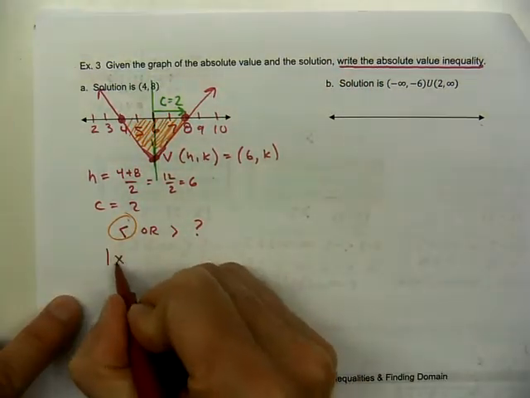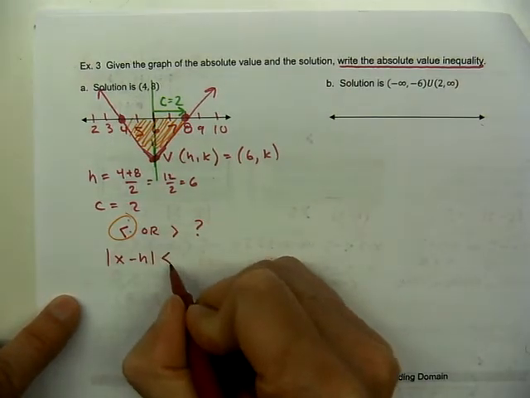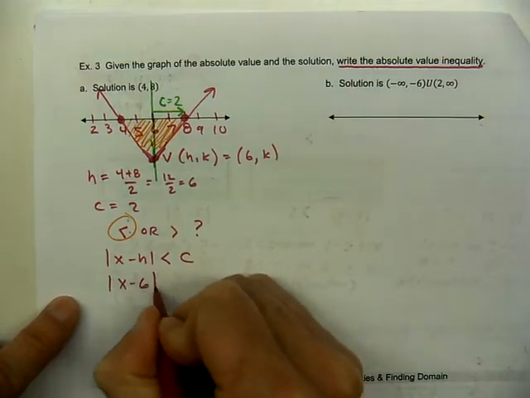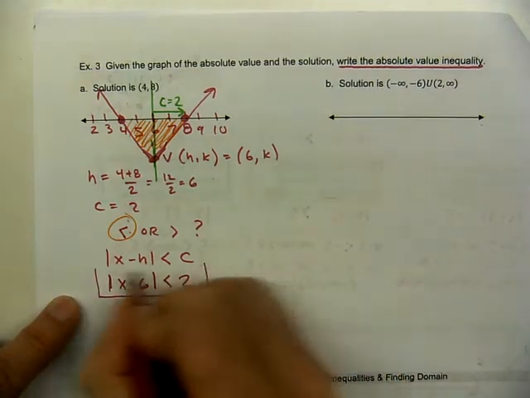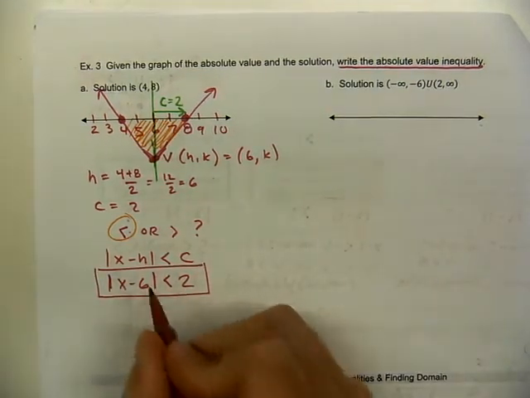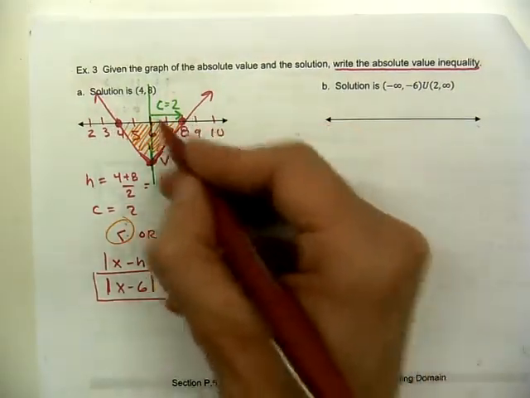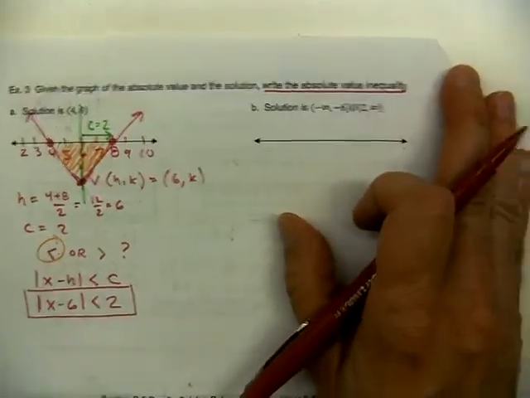So because it's below, that means we want the less than sign. So the template is absolute value of x minus h, and then one of those symbols, the less than symbol, the letter C. So we have the absolute value of x minus 6, less than 2, and there's the final answer. So if we started with this and we solved for x, it would take us back to those critical values and that solution interval from 4 to 8. So here's the last one.